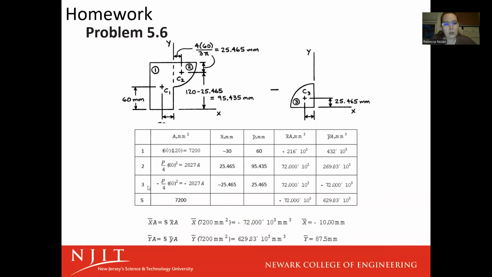Note too that our third area, so we're subtracting the area, right? So the area is negative. Our x bar is also negative. When we multiply those together, we will come out with a positive, right? Looking at this math, I'm not sure it quite works out. From there, it should be down to arithmetic.